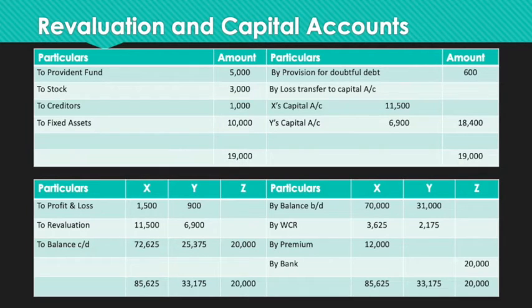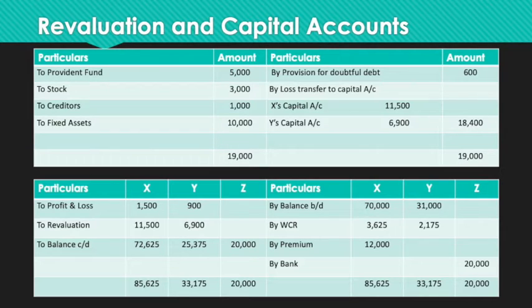Now from these two figures we have to subtract the items in the debit side. So from 85,625 for X, we need to subtract 1,500 and 11,500. In other words, we have to subtract 13,000. So 85,625 minus 13,000 gives us a balance of 72,625. Therefore, the balance of X is 72,625.